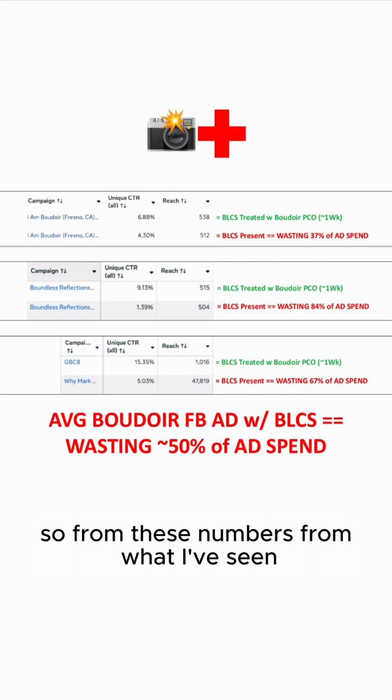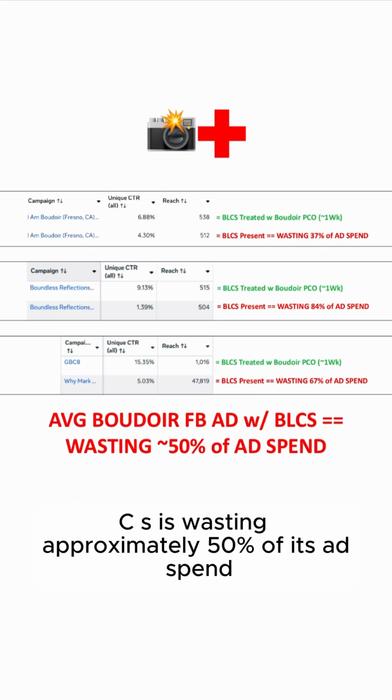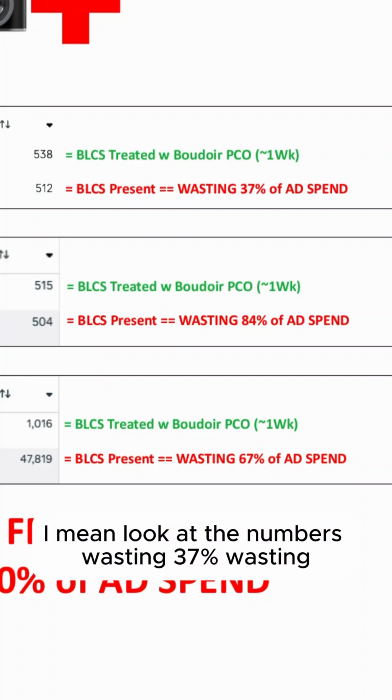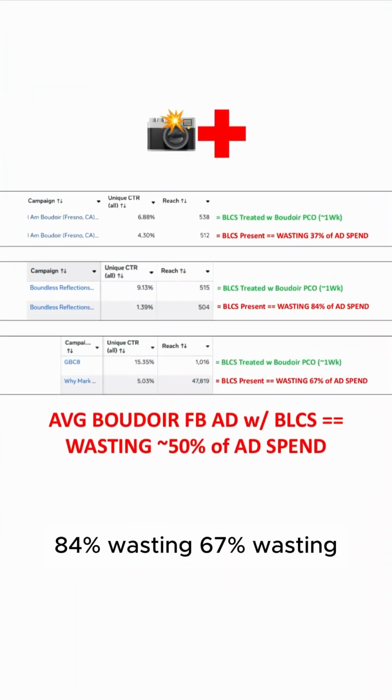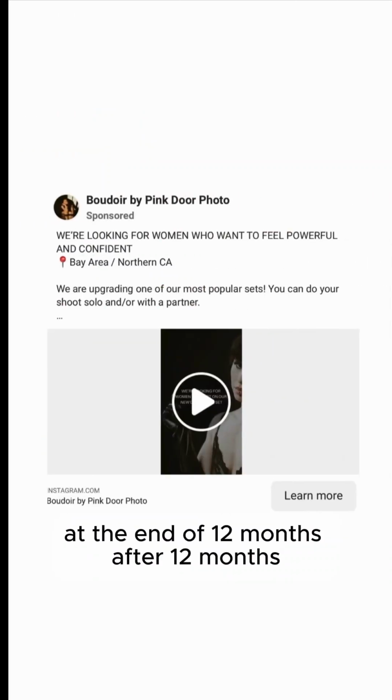So from these numbers, from what I've seen, the average boudoir Facebook ad with BLCS is wasting approximately 50% of its ad spend. I mean, look at the numbers: wasting 37%, wasting 84%, wasting 67%, so it's wasting approximately 50% of its ad spend after 12 months.